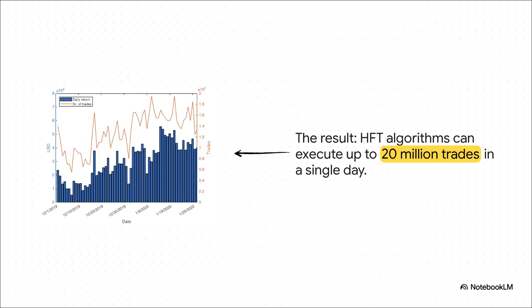And the result of a system like that? It's a volume of activity that's almost hard to believe. Just look at this chart from a research paper. On the right, you see the number of trades. We're talking up to 20 million trades in a single day. And on the left, you see the returns. Consistently profitable, even during the chaos of the COVID-19 pandemic.